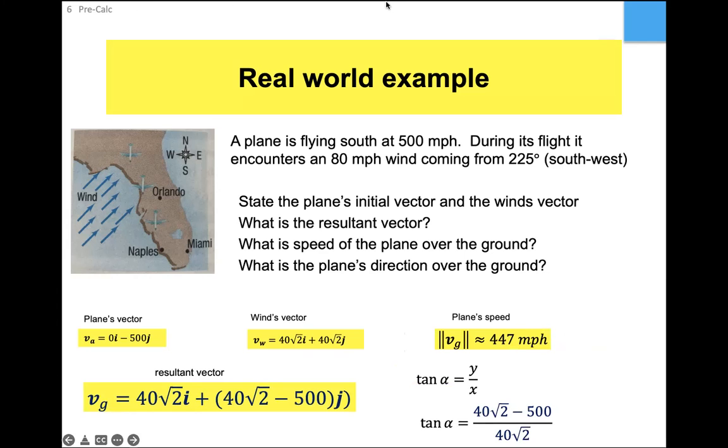Now, I will just say, when you plug this in your calculator, your most common mistake would be you forget the parentheses right here. So I'll put those in there for you. If you leave those off, then it's going to divide the 500 by 40 root 2 and give you definitely a different answer. Okay, so we plug that all into our calculator. It's going to spit out a direction. In this case, your calculator would spit out negative 83 degrees.